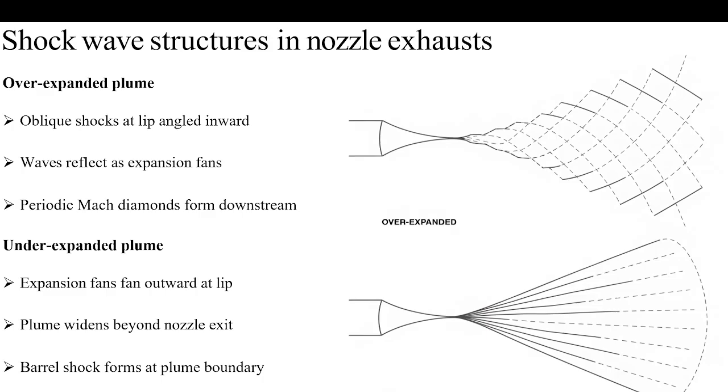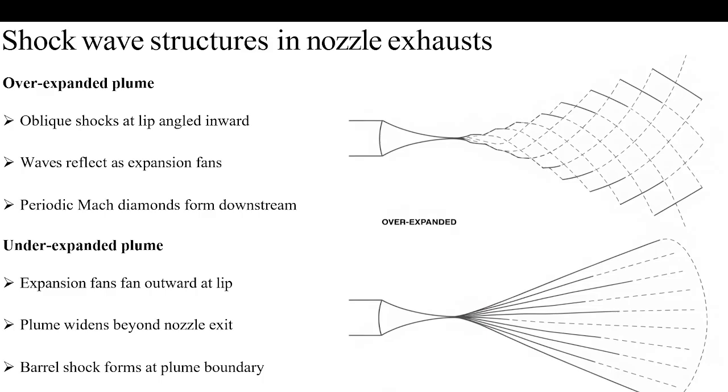This can be clearly seen when static tests of your rockets are performed. These shock diamonds are attained in such a way that the length of the shock diamonds relates to the flame length and all those things. If we see the over expanded case, the oblique shock at the lip is angled inward towards your nozzle, and the waves get reflected as expansion waves. Periodic Mach diamonds, generally called Mach diamonds or shock diamonds, can be clearly seen in blue color when it is done on a static firing.